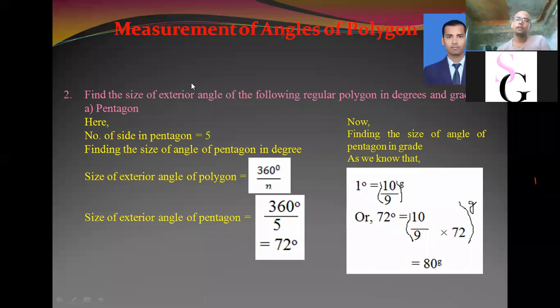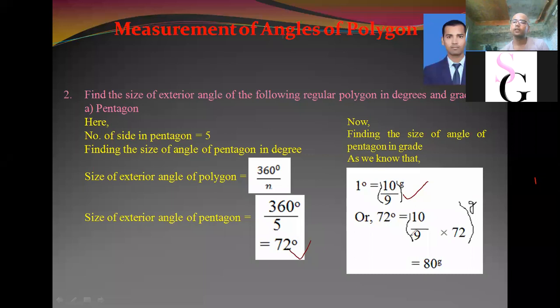Now, finding the size of the angle of the pentagon in grade. As we know, 1 degree is equal to 10 by 9 grade. There is no difference, because we have the equations that we use to convert degrees into grade. We are given 72 degrees, so we convert this 72 degrees into grade. 72 degrees is equal to 10 by 9 into 72 grade.